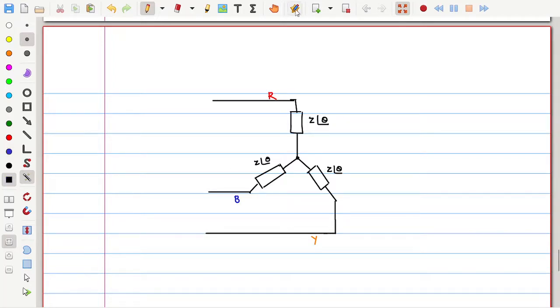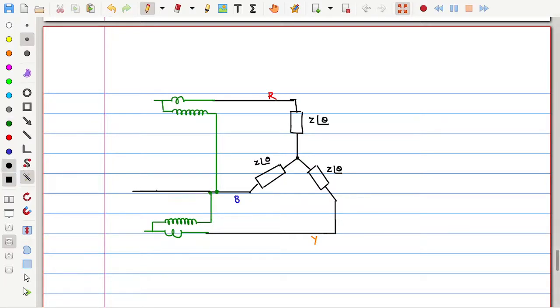Always I will follow this pattern. Okay. Next, wattmeter 1, I will connect here. Current coils are connected in series with R phase. One more wattmeter's current coil is connected in series with the Y phase. And the pressure coil is connected from that phase to the remaining third phase. What is left out? B. And here also the pressure coil is connected from that same phase to the remaining third phase, B.